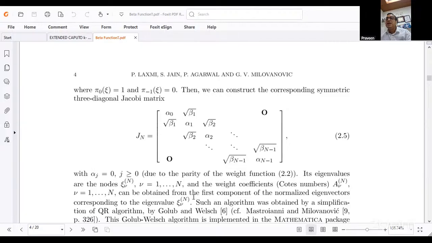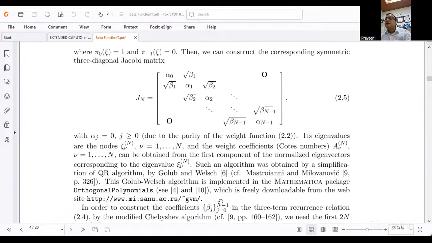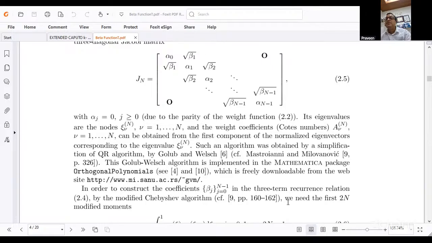Its eigenvalues are the nodes zeta nu, nu equal to 1 to n, and the weight coefficients, the Cotes numbers a nu, nu equal to 1 to n, can be obtained from the first component of the normalized eigenvectors corresponding to the eigenvalues. Such an algorithm was obtained by a simplification of the QR algorithm by Golub and Welsch, and the Golub and Welsch algorithm is implemented in the Mathematica package, which is mentioned in this particular website. If you click there, then you find the free download from the website.